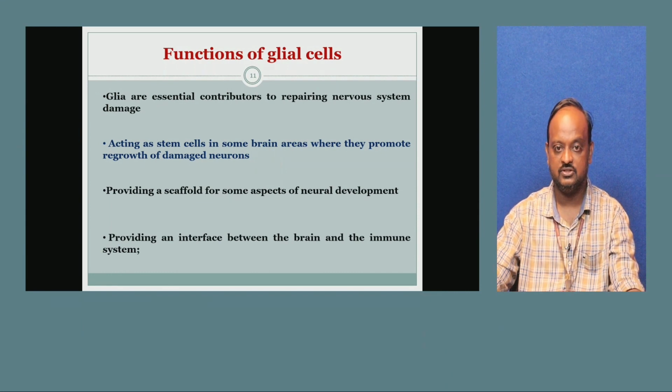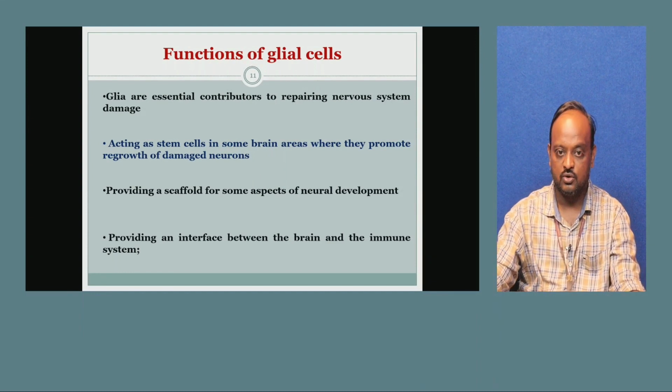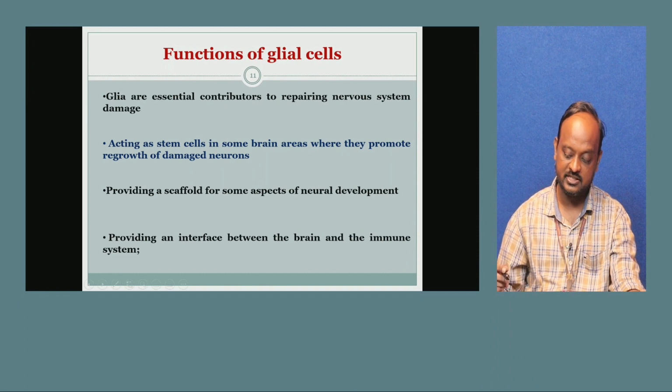Another important function of the glial cell is that they act as a scaffold for the development of the neurons. Let's say in a particular region or organ a nervous system has to develop; the glial cell acts as a scaffold or a template on top of which the neurons can grow, and then the neurons can do the signaling. And the last major function of a glial cell is to provide an interface between the brain and the immune system. So these are the major functions of glial cells.